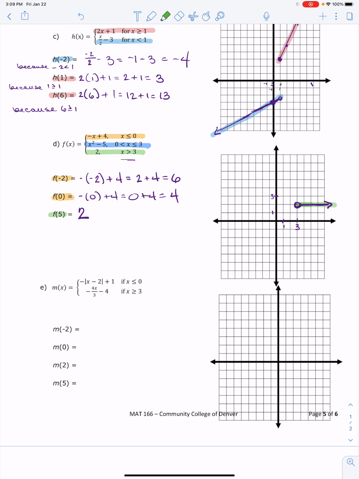The orange, negative x plus 4, x less than or equal to 0. And I've cranked out 2 values here. I'm just going to use those. So f of 0 is 4. f of negative 2 is 6. So here's my negative 2, 3, 4, 5. There's my 6. x less than or equal to 0. So that's everything over here.